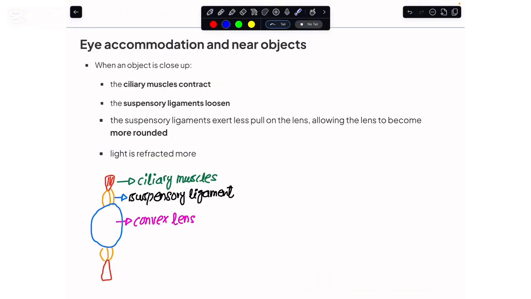So if we look at these points, when the object is placed close to us, the ciliary muscles contract and the suspensory ligaments loosen up. When the suspensory ligaments are loosened, they have less pull on the convex lens, and the lens becomes more rounded, or more convex, and the light is refracted more. In this way we are able to see this nearer object.